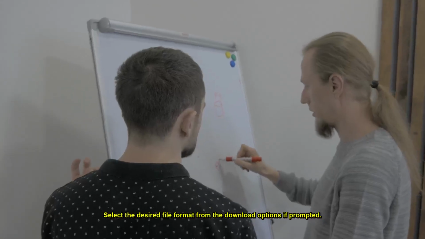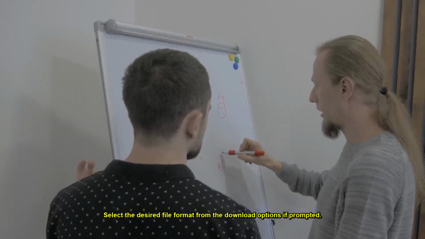Select the desired file format from the download options if prompted. The asset will begin downloading automatically to your device. Once the download is complete, locate the file in your Downloads folder. Open the file to ensure it meets your requirements.